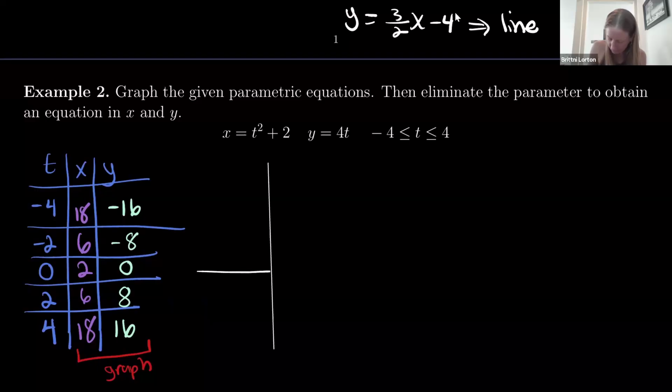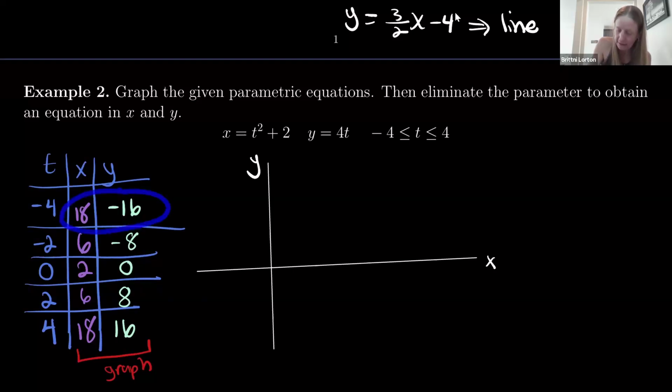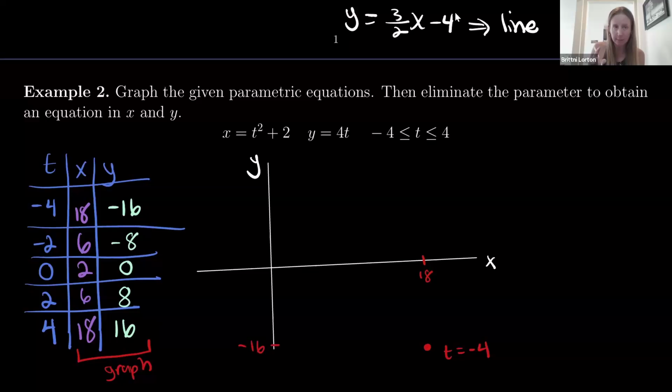So let's go ahead and graph this guy. Here's my X and Y. So the ordered pair 18 comma negative 16 is the starting point. I think it's always worthwhile to label at least the starting and ending point. That's a good justification for what might be happening. So I'm going to label that one. That was at my time equals -4. So that's the starting point.